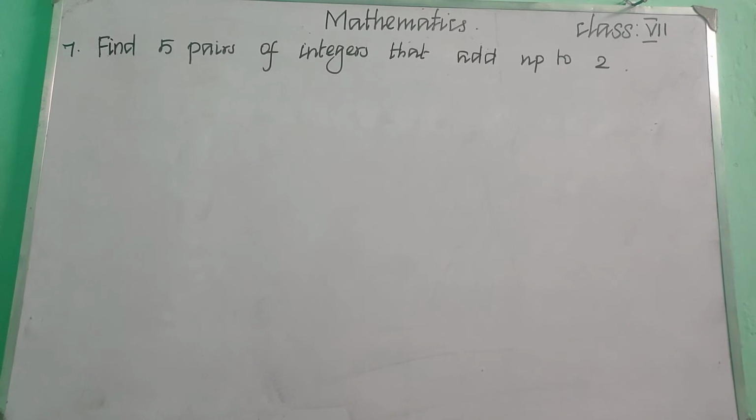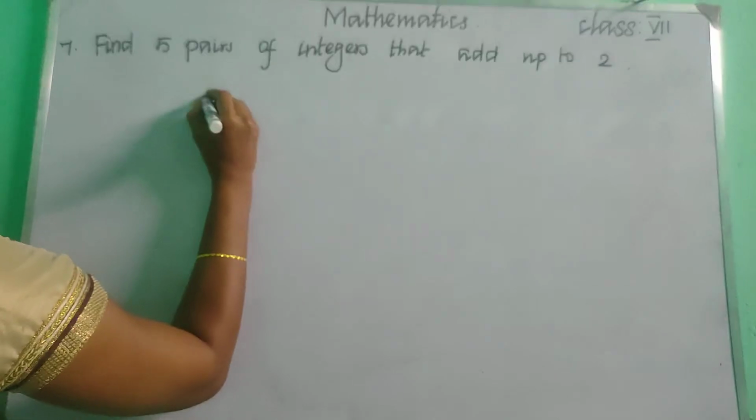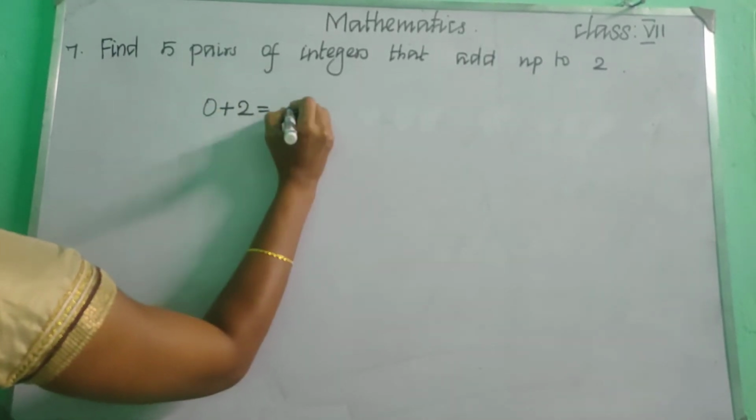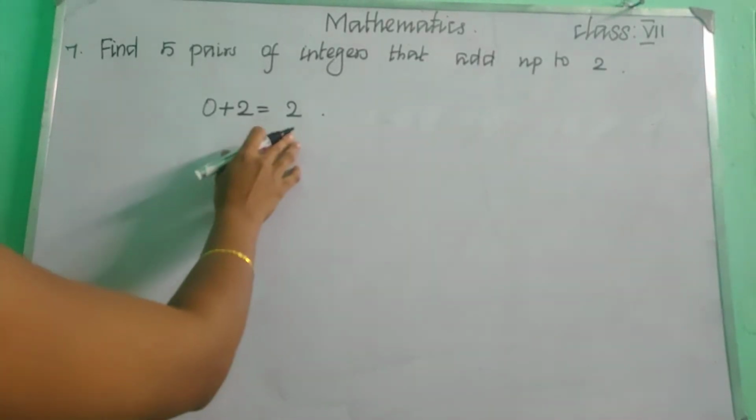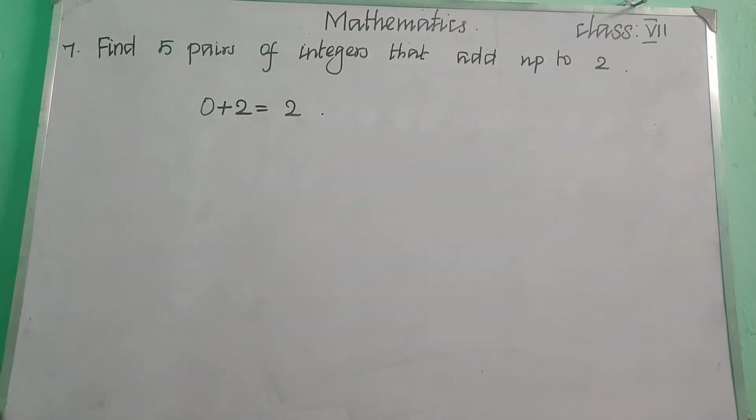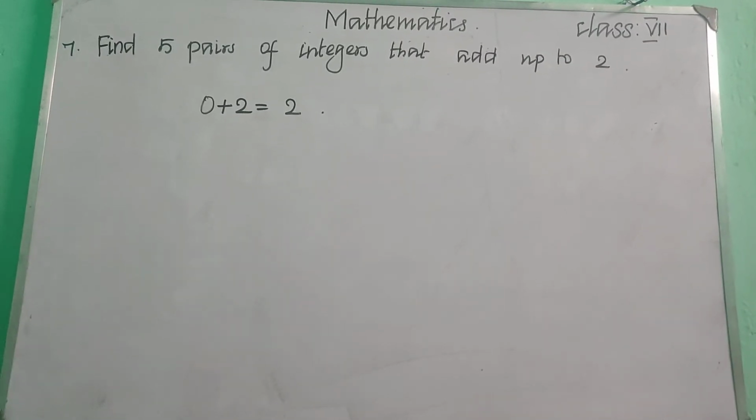So let us do exercise number 7. It says 1.1, 7th one. Find 5 pairs of integers that add up to 2. Adding up to 2 means the first pair we can write as 0 plus 2 equal to 2, right? This is the first pair that adds up to 2.